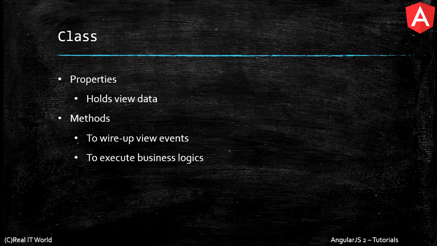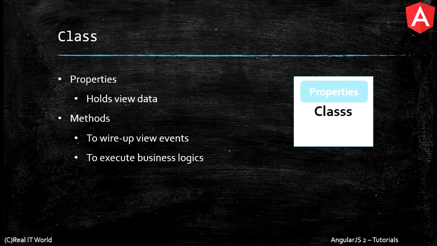And next, class. This class is going to have properties and methods. What will properties do? Properties will hold data for our view. If we want to display some data, processed data or any static data dynamically in our view, we need to store that somewhere, right? So that place is properties inside a class.